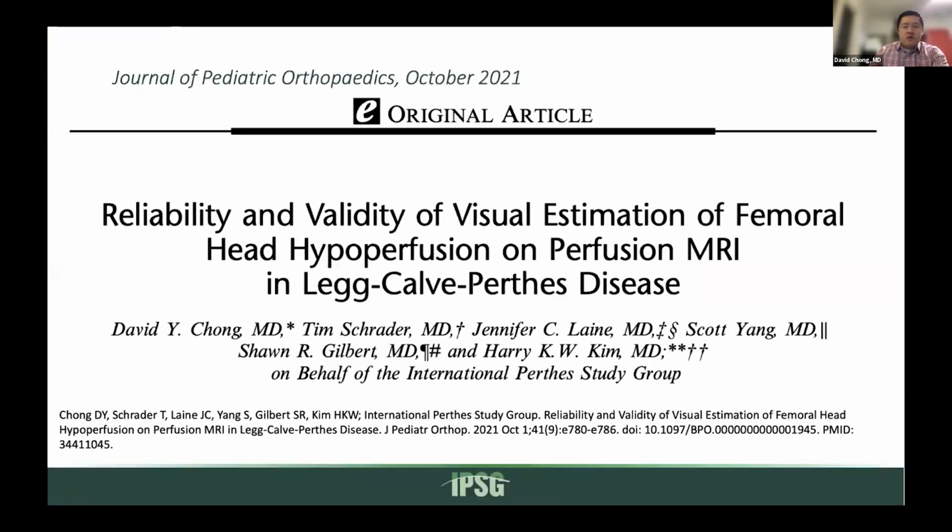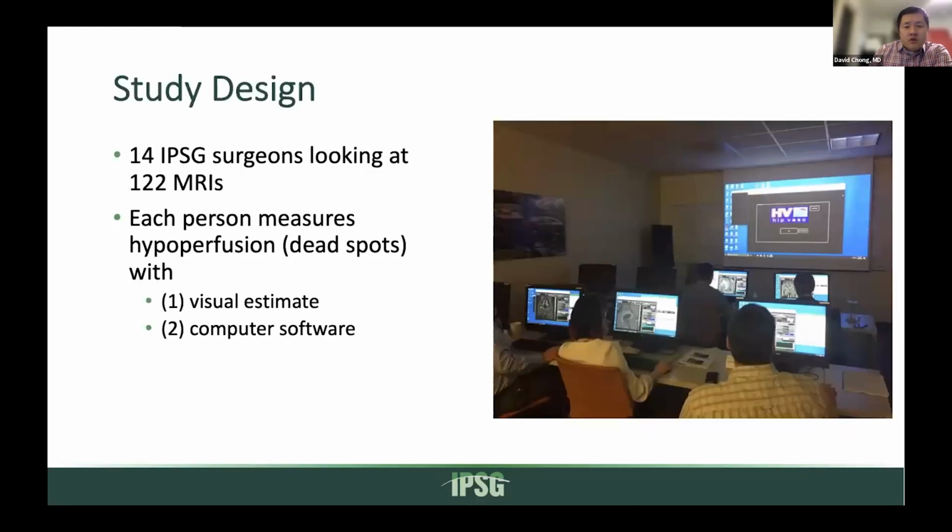Recently, from a publication standpoint, a couple of years ago, we published this paper in the Journal of Pediatric Orthopedics, basically looking at how well we can calculate how bad Perthes is based off these MRIs. We took 14 of our surgeons in IPSG, and we looked through 122 MRIs, and every person measured the dead spots on Perthes using their eyeballs, and number two, with computer software.